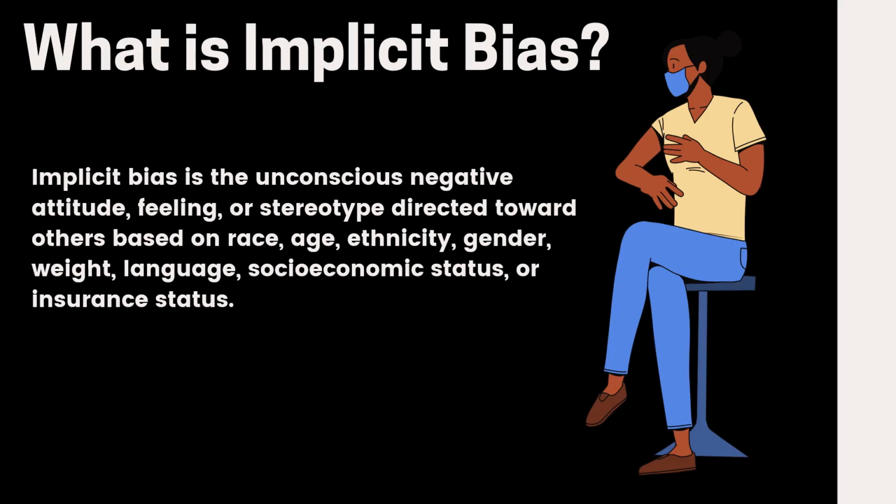What is implicit bias? Unlike explicit bias, which is the conscious awareness of a prejudice or attitude towards a particular individual or group, implicit bias is the unconscious negative attitude, feeling, or stereotype directed towards others based on their race, ethnicity, sexual preference, age, gender, weight, language, socioeconomic status, and even insurance status.